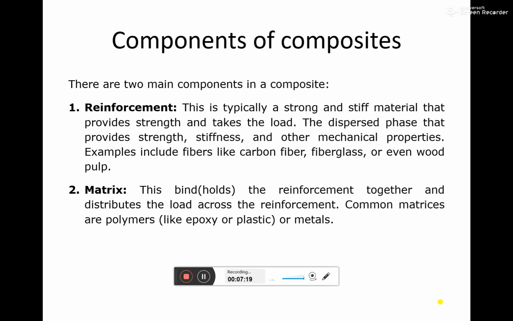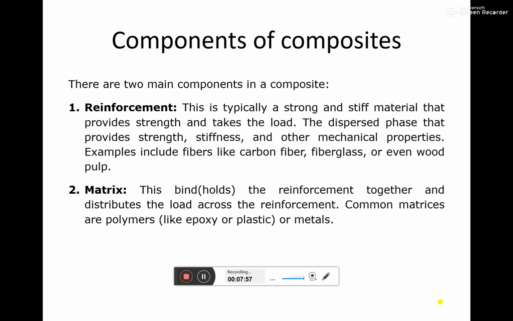Different types of matrix materials can be used. We can use polymers, we can use the metal matrix, or we can use ceramics. We can use plastic materials like epoxy. These are the polymer matrix materials. And you can use metals like aluminum, magnesium, copper, or different types of metals as the matrix material. We will discuss later in detail about those different types of matrix based on the material.